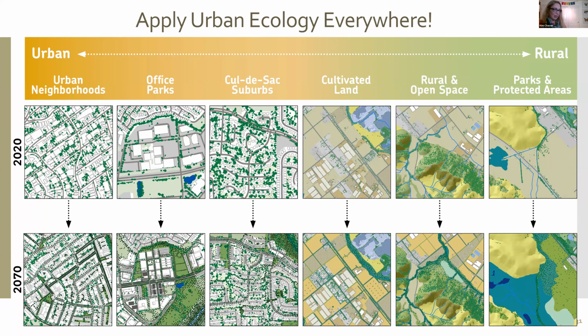There are people studying this every day with GIS in different scenarios, but I think specifically with bees, we could add bee plants anywhere. We could tuck them in urban neighborhoods, office parks, cul-de-sacs, cultivated land, rural space, parks and recreation, streets, roads. People have ideas for along power lines and that sort of thing. There's a lot of possibility.